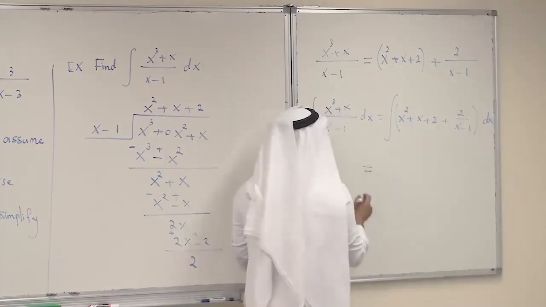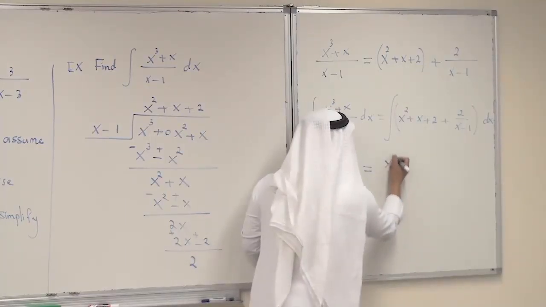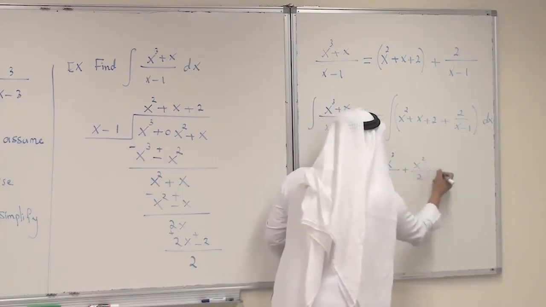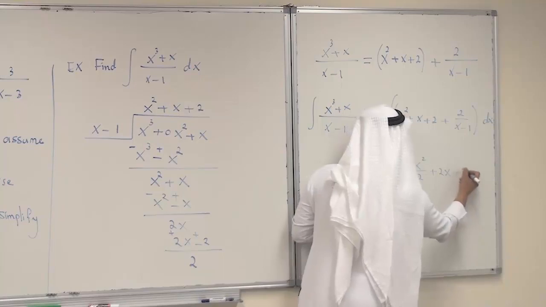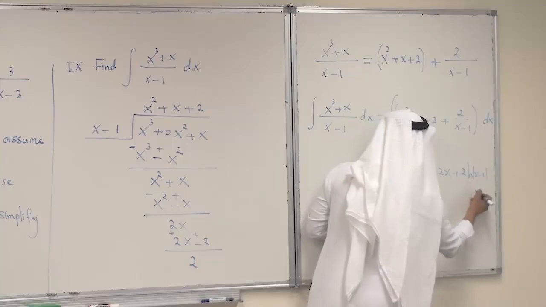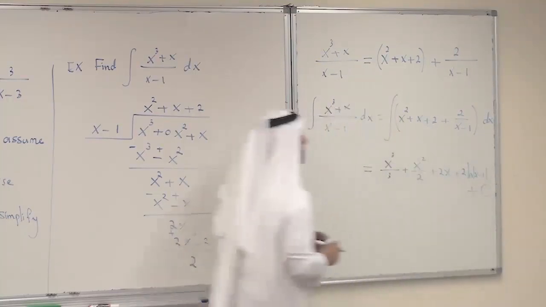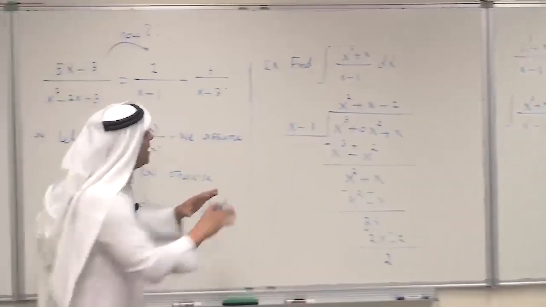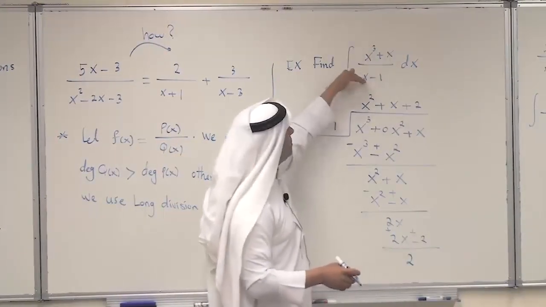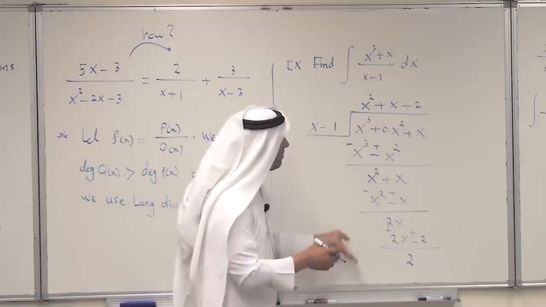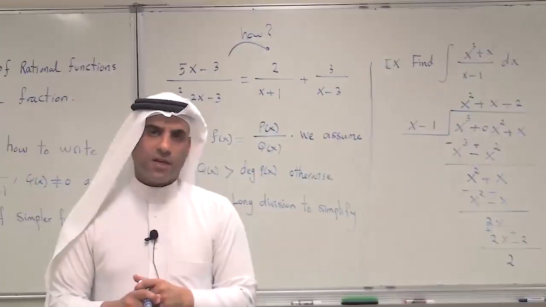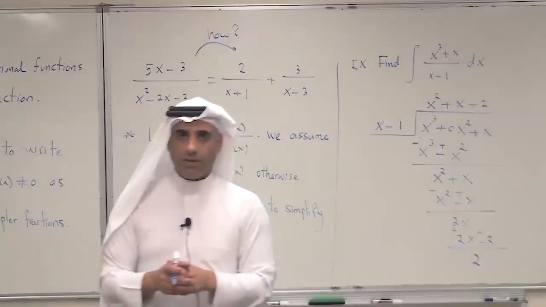Now, from the previous discussion we made, the integral here is so simple. This is x cubed over 3 plus x squared over 2 plus 2x plus what? 2 ln of absolute value of x minus 1. And I need to add a constant of integration plus c. So, whenever we have a case where the numerator has a degree greater than or equal to the denominator, I will use the long division to simplify first. Then I apply what we call the partial fraction technique that will be explained in the following point.